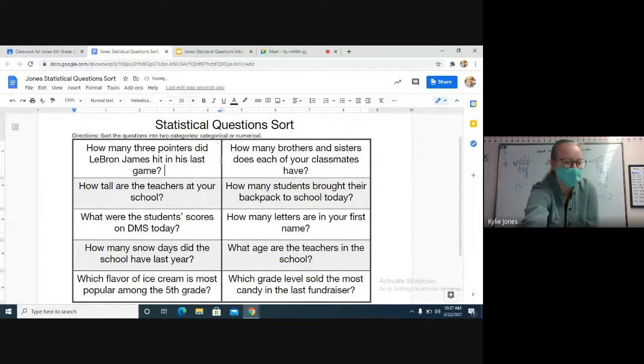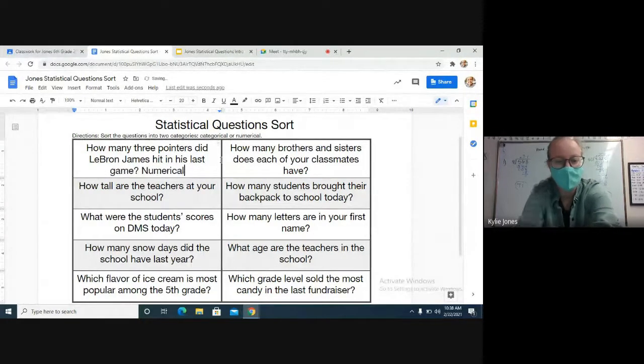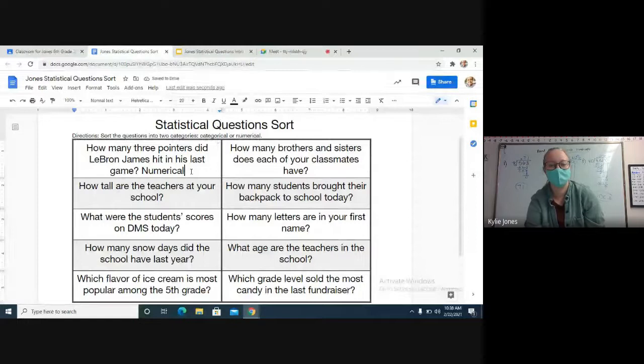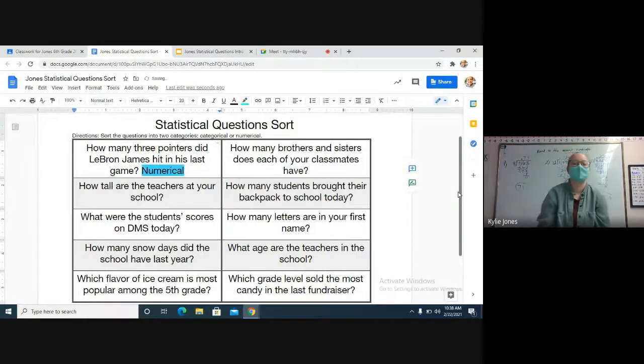We can click inside the boxes, right? It says, how many 3-pointers did LeBron James hit in his last game? Is that numerical or categorical? Numerical, it's a number. Okay, you can just put an N if you want. I'm going to write the whole thing out and highlight it for you guys so you can see it. Okay, so our first one, that's a number. If you answer that question, you could say LeBron James hit 6 3-pointers.